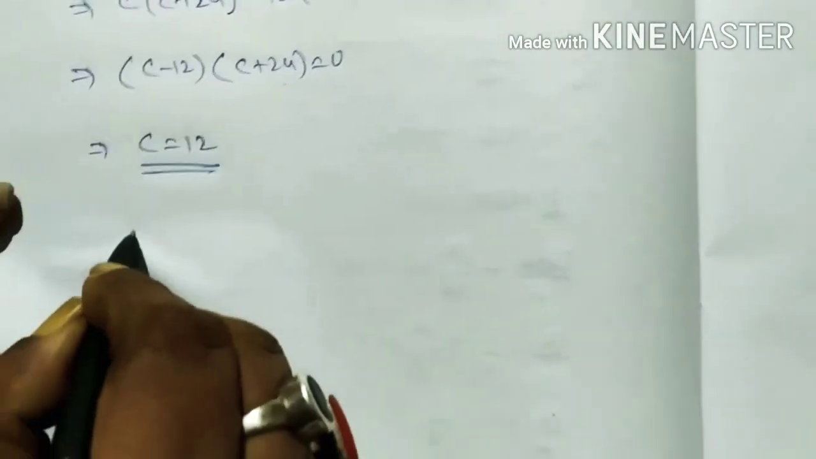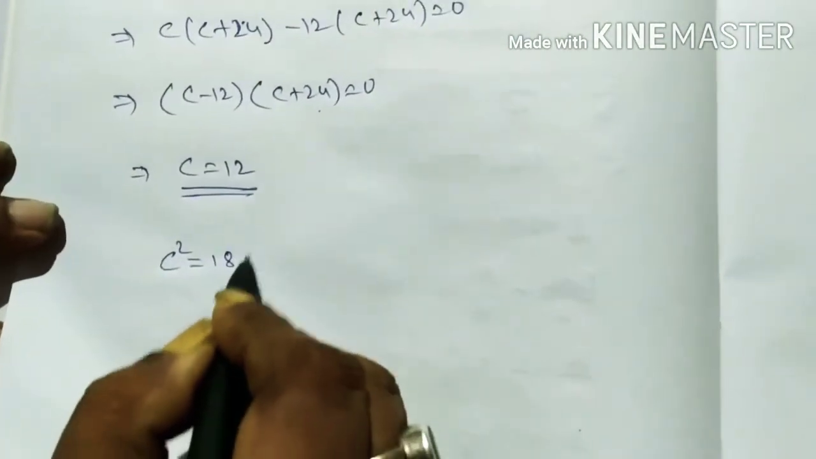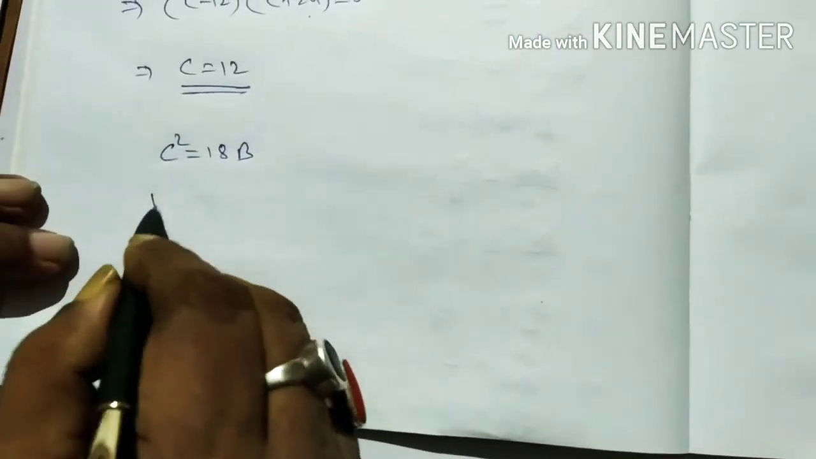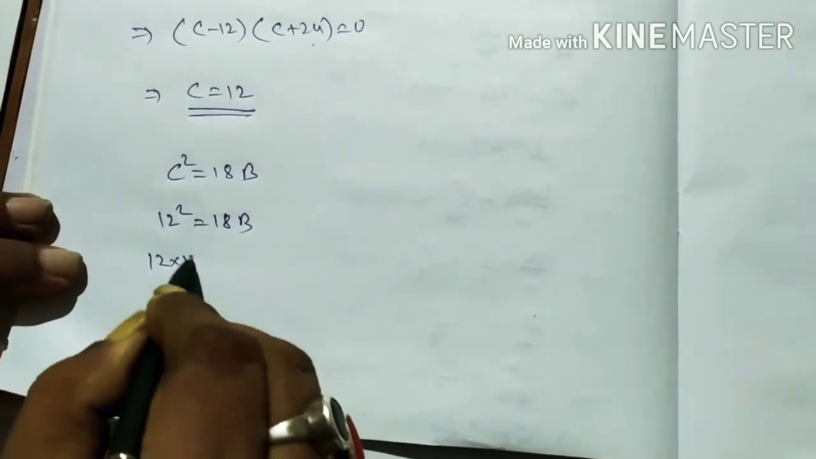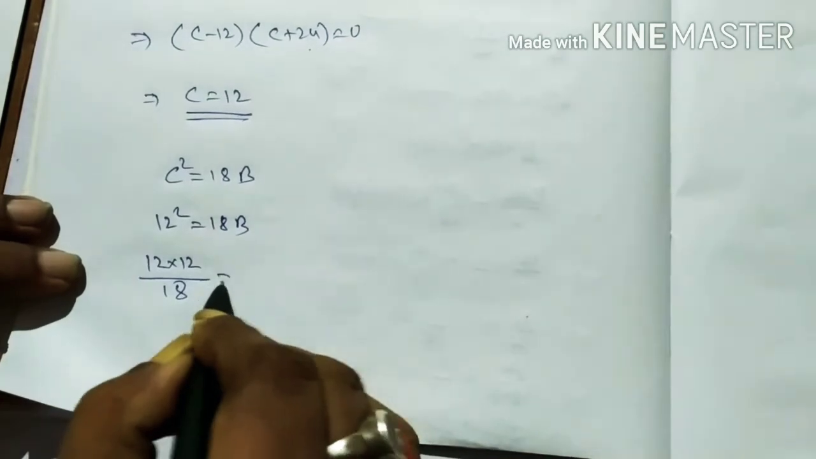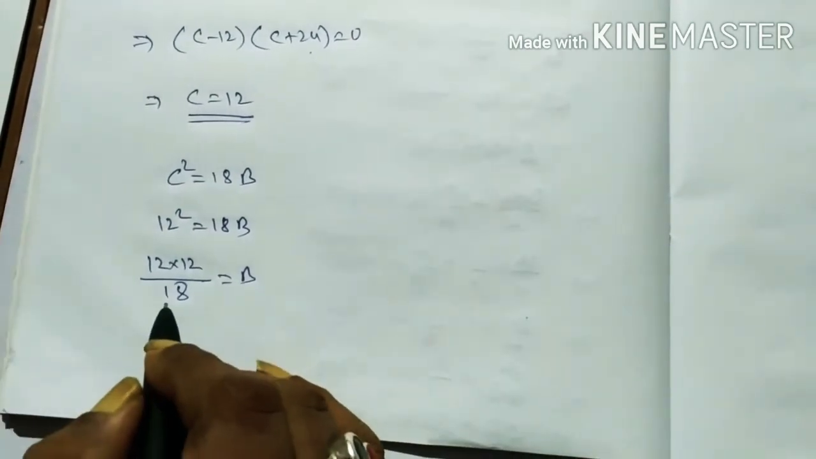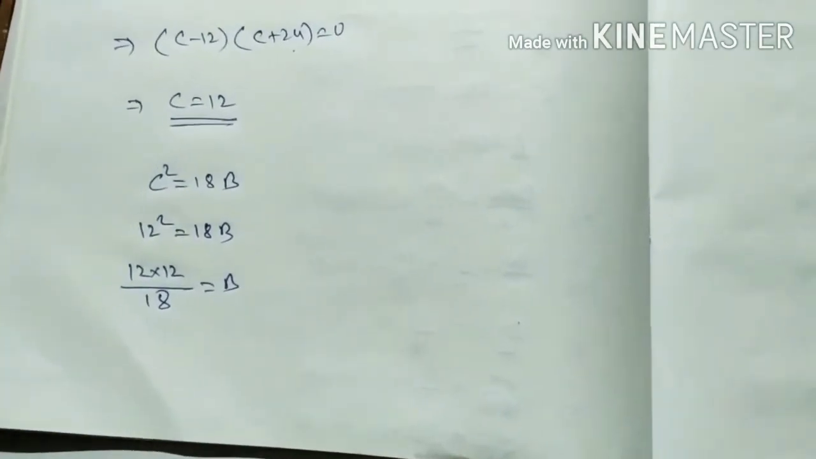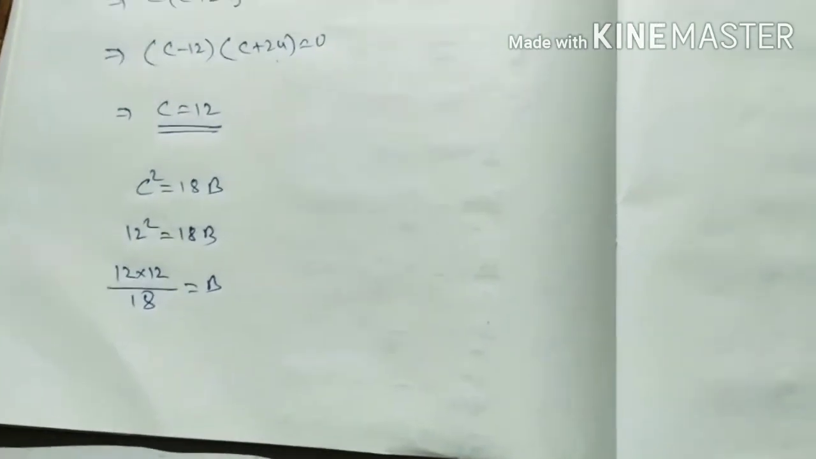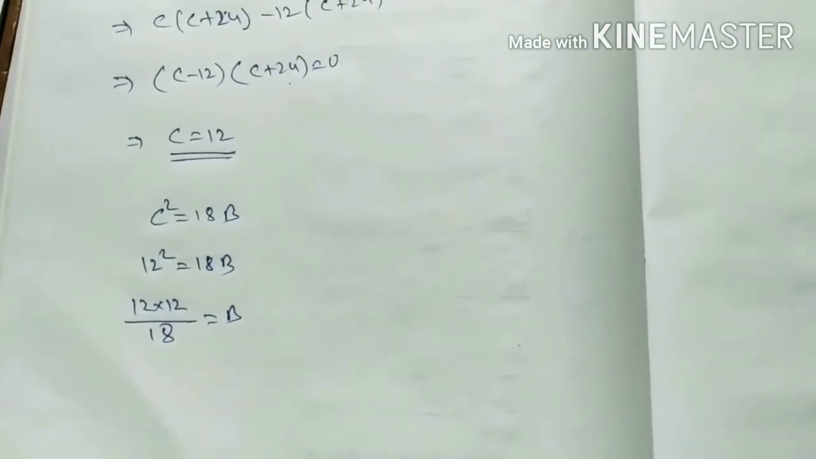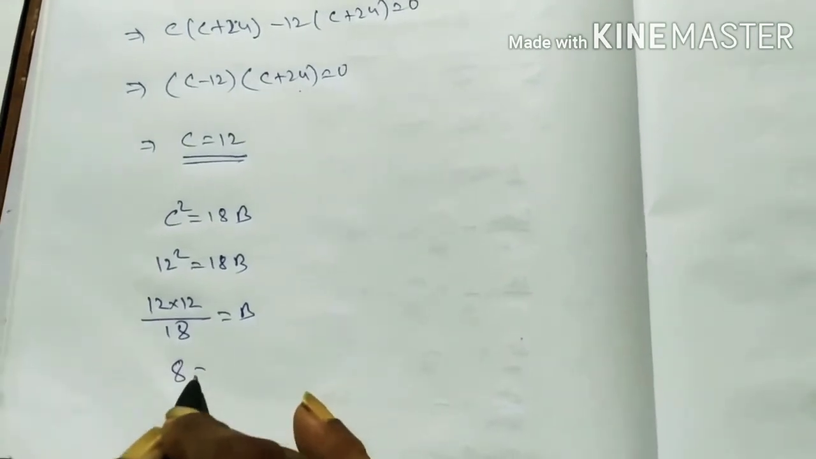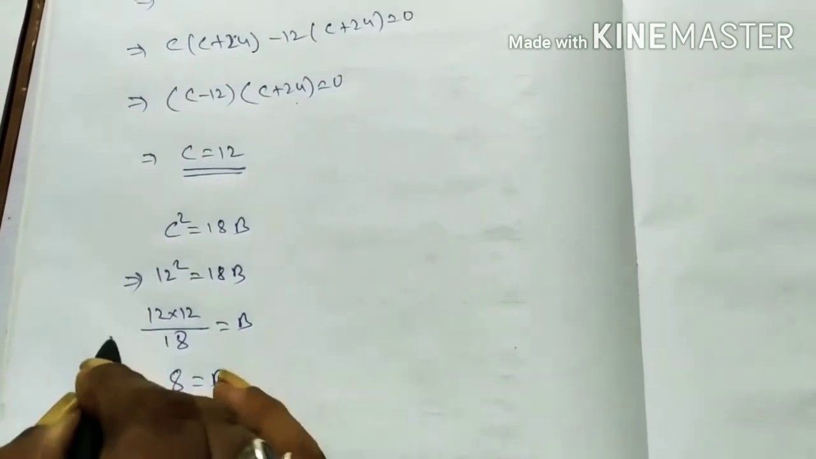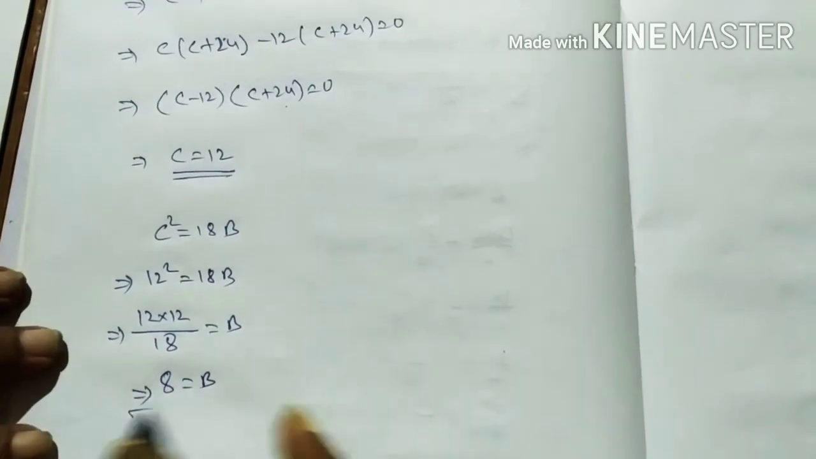So C square is equal to 18B. C means 12 square is equal to 18B. 12 into 12 divided by 18 is equal to B. So let me divide it. 12 into 12, that is 144, divided by 18. This comes out to be 8. Therefore, 8 is equal to B.